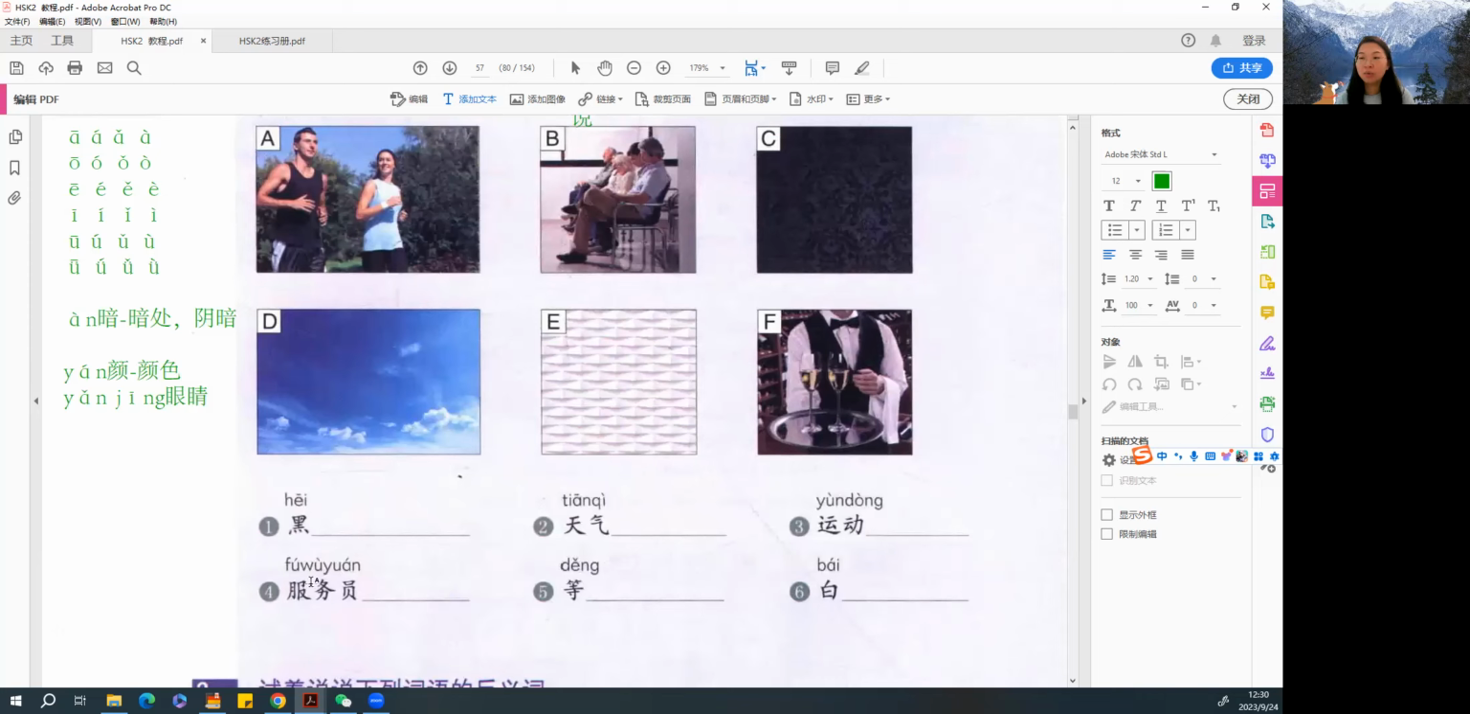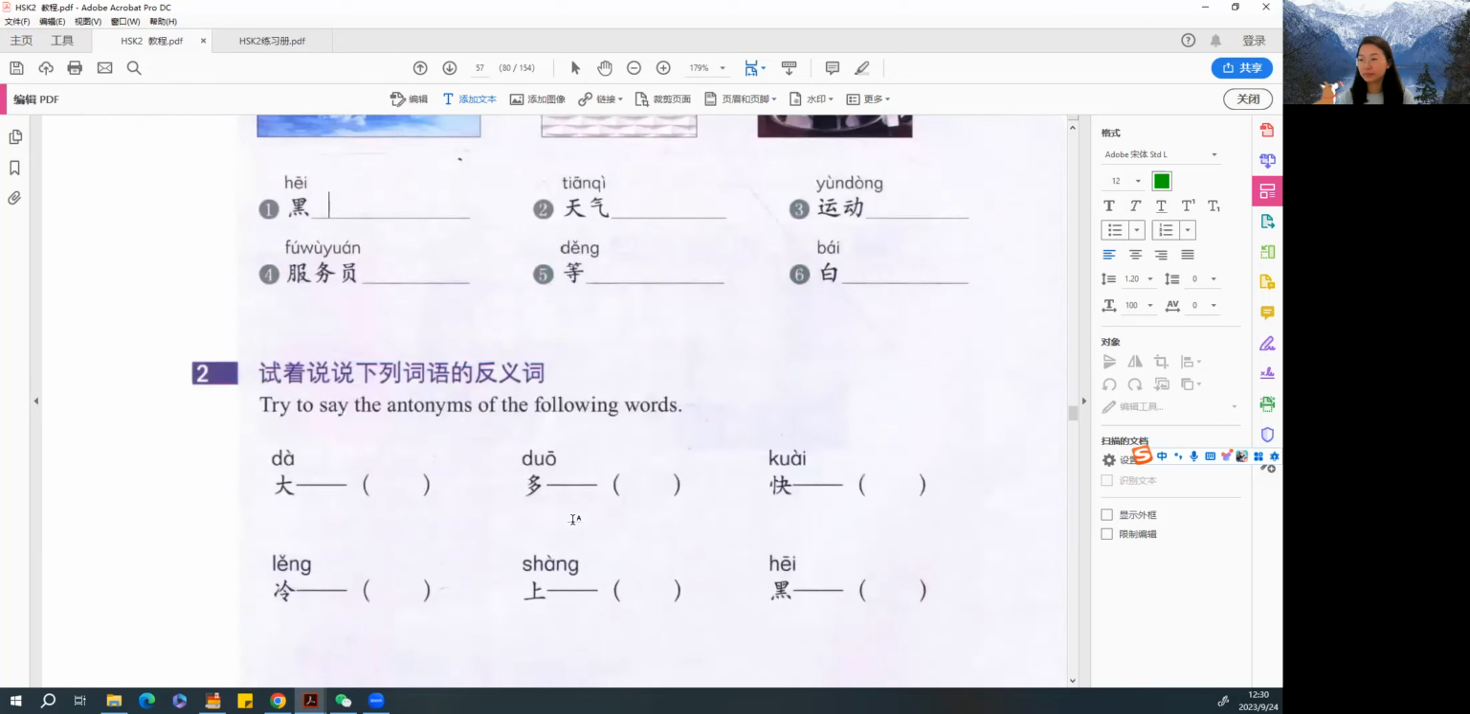服务医院服务员. It means the waiter, waitress. The here. 等 means to wait for something. 白 is another color, it's white. The white color, we can also say 白色.